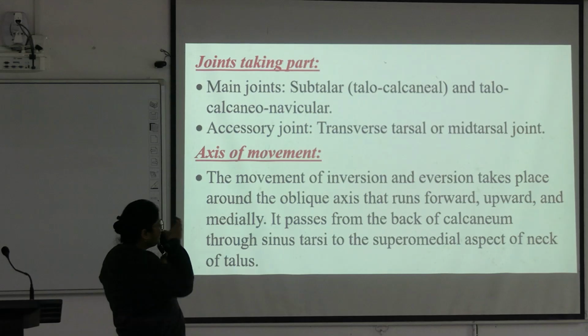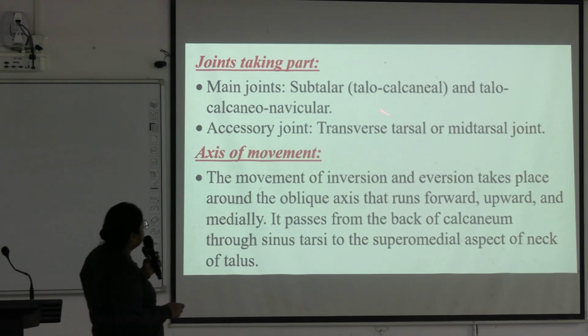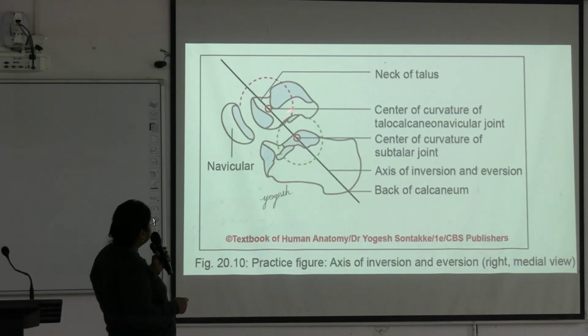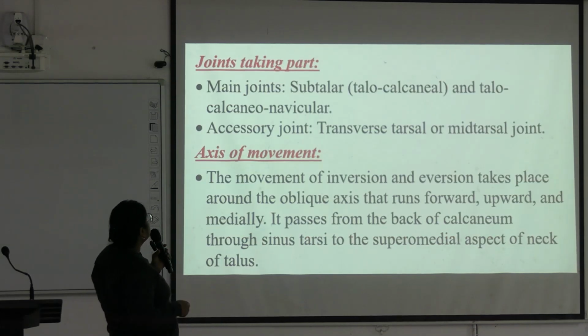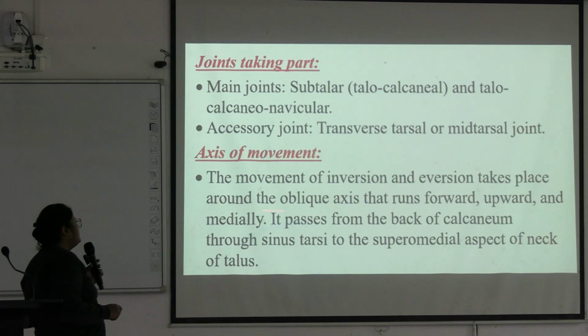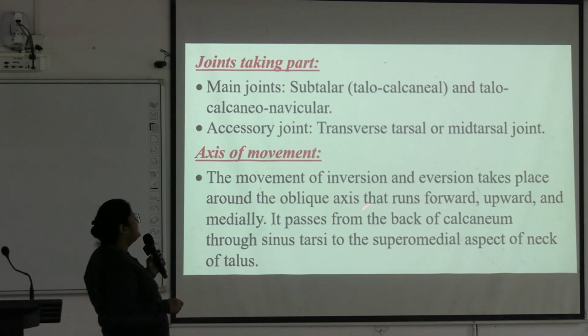So, the joints taking part in inversion and eversion are the subtalar joint, that is the talocalcaneal joint, and the talocalcaneonavicular joint. See, this joint is the subtalar joint and this joint is the talocalcaneonavicular joint. These two joints are taking part in inversion and eversion. And the accessory joint is the transverse tarsal or mid-tarsal joint. What is the axis of movement? The movement of inversion and eversion takes place around the oblique axis that runs forward, upward and medially.